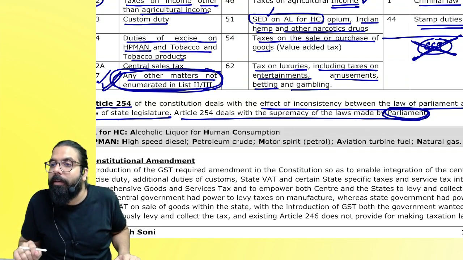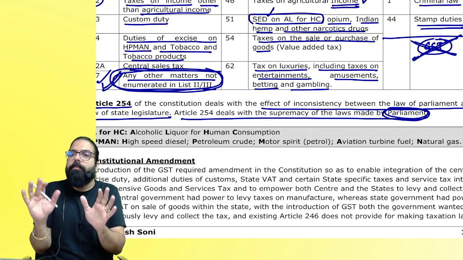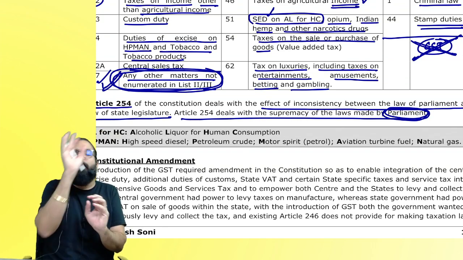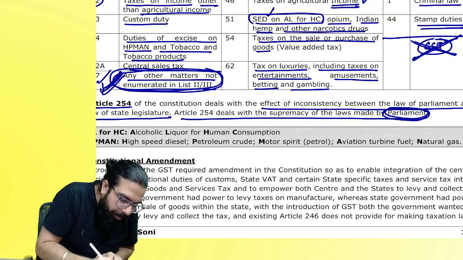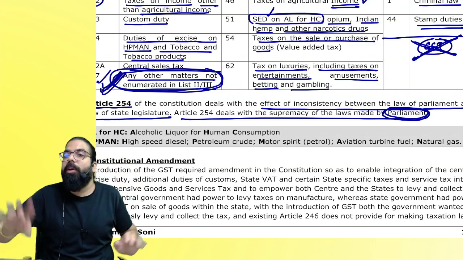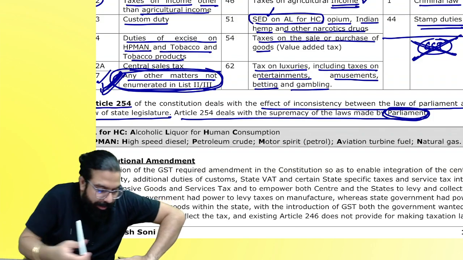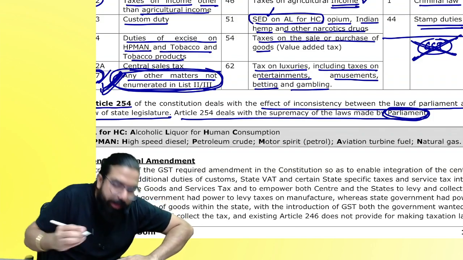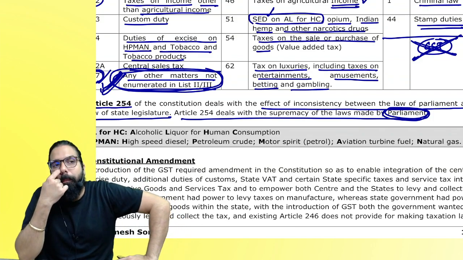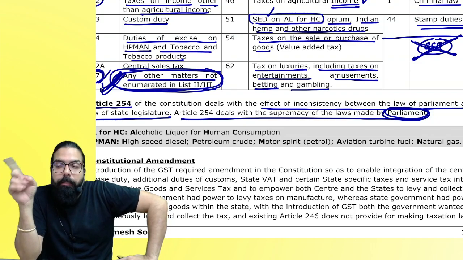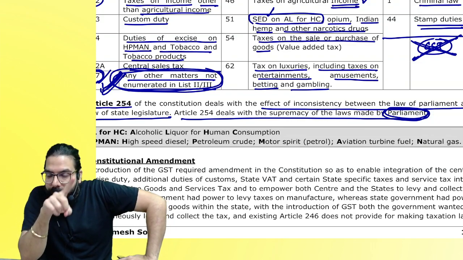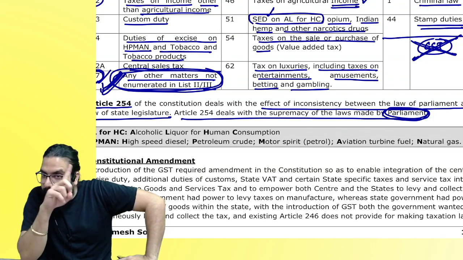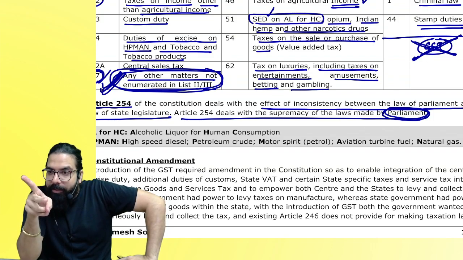Who will make it? Central government will make it. Parliament will not make the law for GST. Parliament can't make the law by using article entry number 97. Who will make the law? Both. Central government, meaning Parliament, will make it for CGST. State legislature will make it for SGST. If Parliament makes a law, it will be applicable for all of India. If the state legislature makes it, it will be applicable for all of the state.